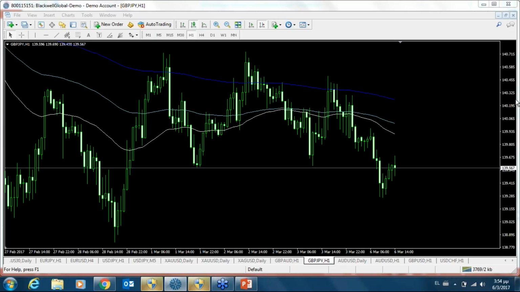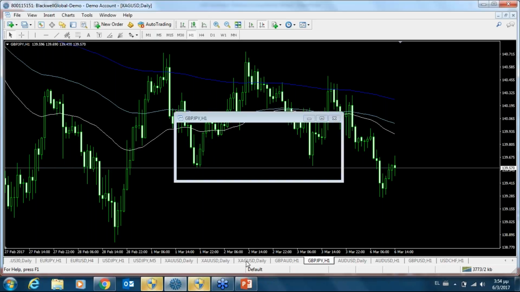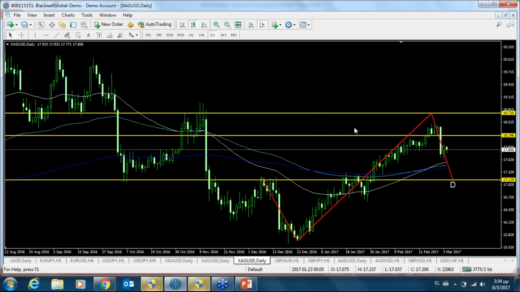Okay, yes, sure. Your question is, if you have an ABCD like on silver, would you buy at D? Okay, let me explain that. That's a very good question. With patterns, it's probably best for you to take it in stages and not plan too far ahead. Of course, you can do your pending order at D and go upwards, but it does actually depend on the pattern itself and the strength of the trend.